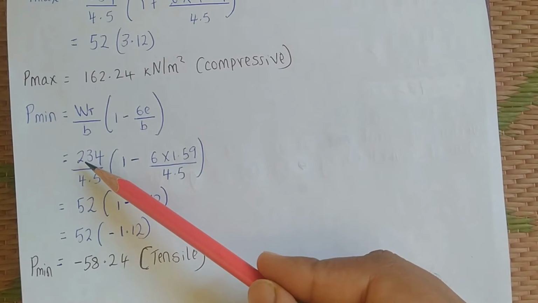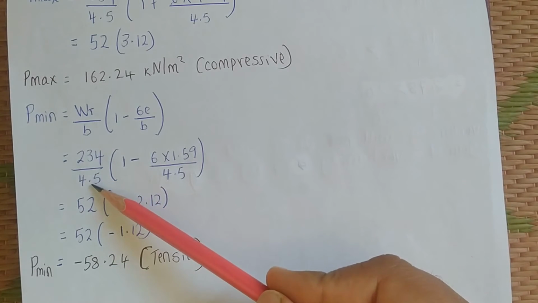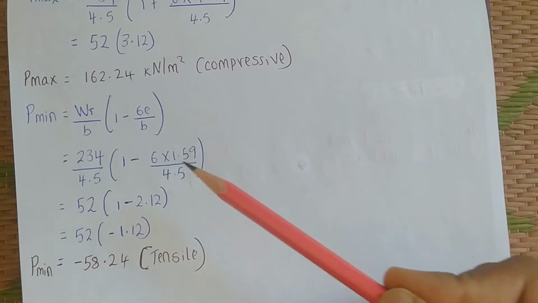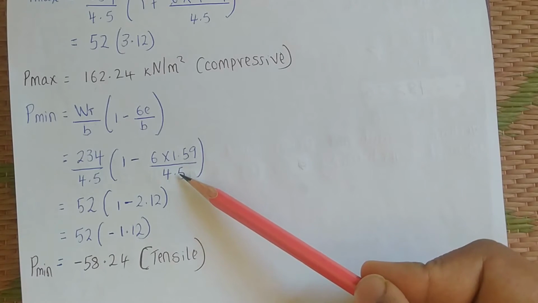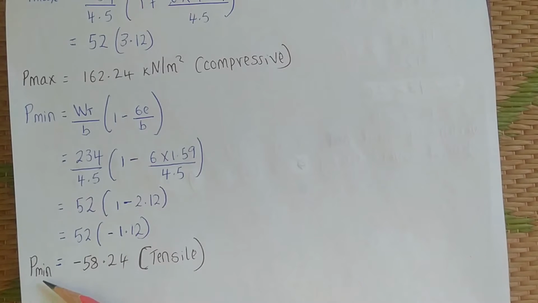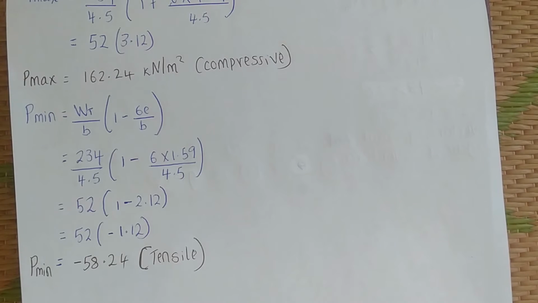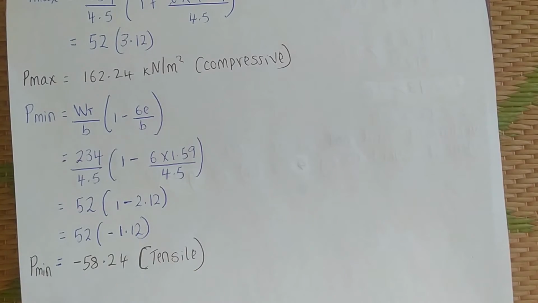So we had our total weight of the masonry wall, which is 234 all over 4.5 into 1 minus 6 times the eccentricity, which is 1.59 all over 4.5. So when you calculate this all, you'll get your answer. P minimum, this is pressure minimum, is equal to negative 59.24. So this means that since our value here is negative, the force will be a tensile force.